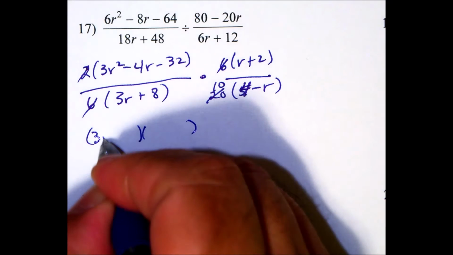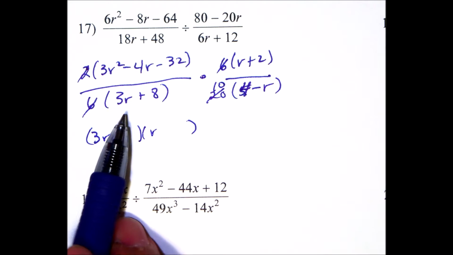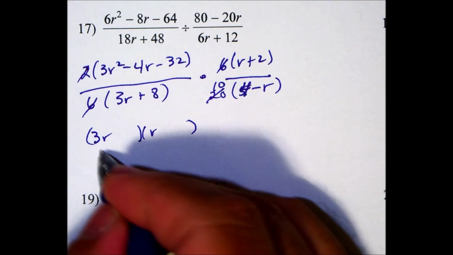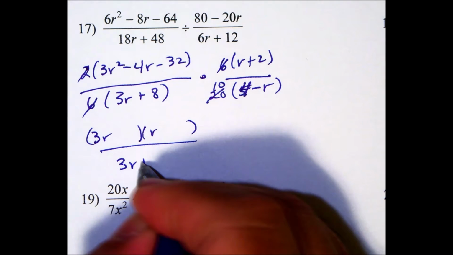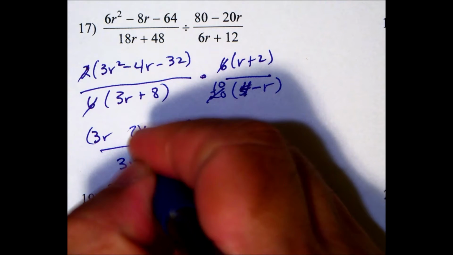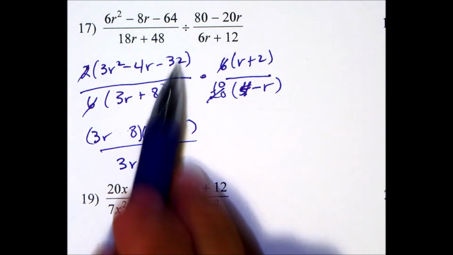Alright, now let's factor that out. And you should be able to guess. Look, there's a 3r plus 8 in the denominator. I bet that 3r has a plus 8 on it. Okay. Alright, well, let's verify. We'll put an 8 there. And what times what gives me 32?